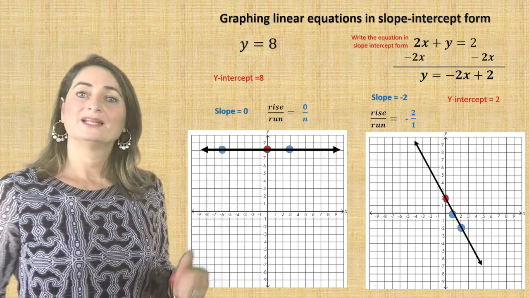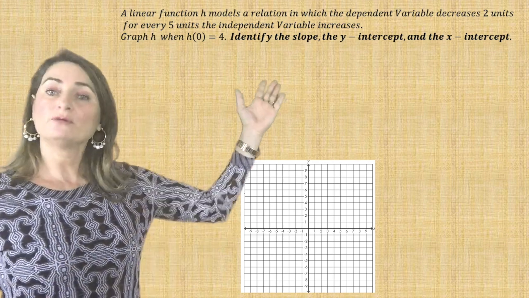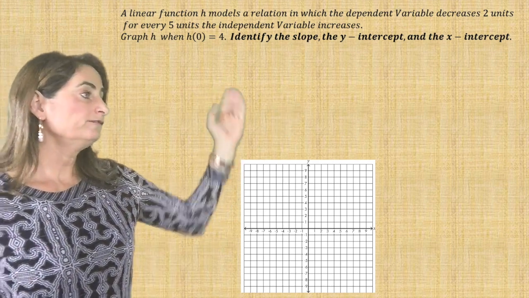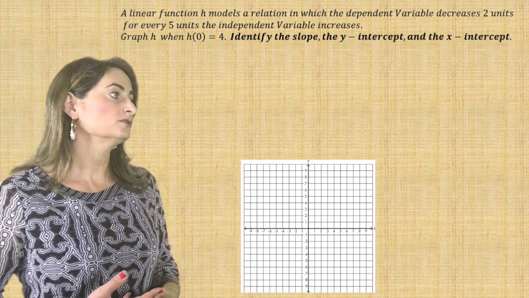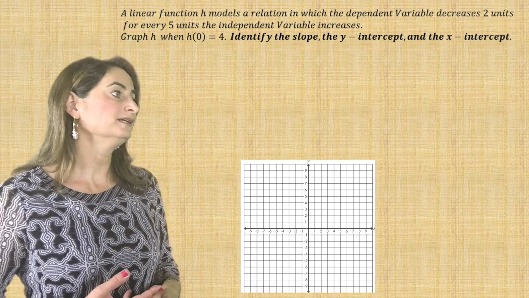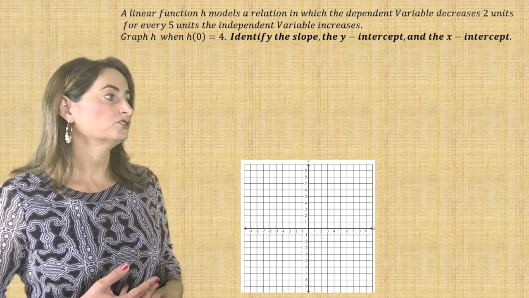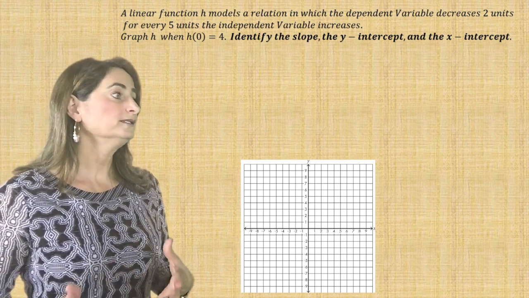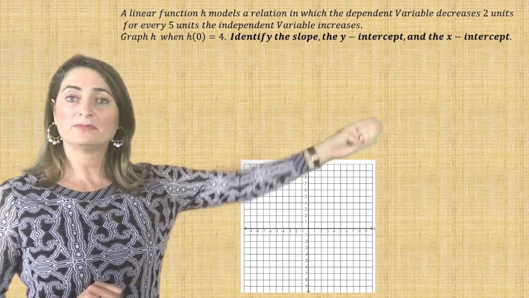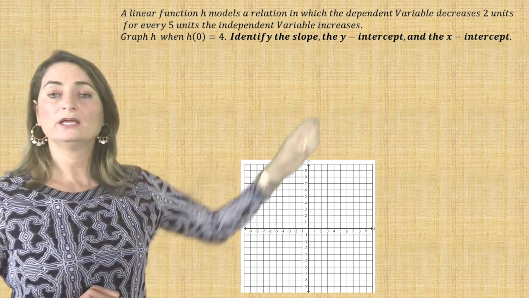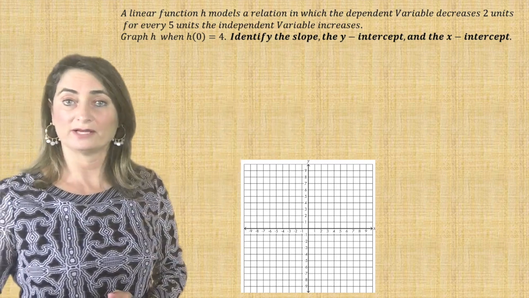Now how can you write the equation or the function from words? A linear function h models a relation in which the dependent variable decreases 2 units for every 5 units the independent variable increases. Graph h when h of 0 equals 4. Identify the slope, the y-intercept, and the x-intercept. As a reminder, here are the different names of the y, and here are the different names for the x, because they did use different names for x and y.